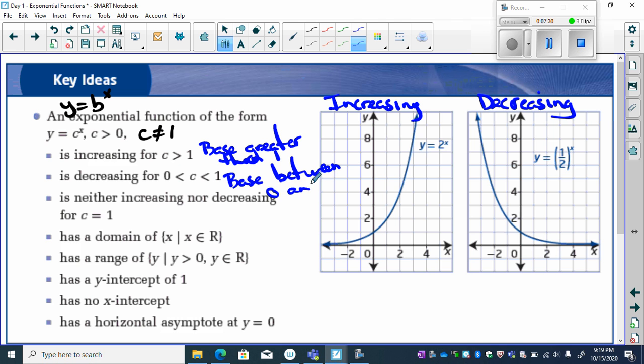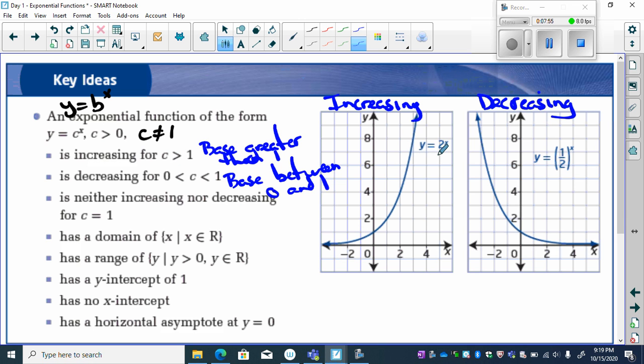If your base is 1, 1 to the power of anything is just 1. That would just give you a horizontal line. That's why I said you won't see any with a base of 1. 1 to the first is 1, 1 to the second is 1, 1 to the third would be 1, 1 to the fourth would be 1. It would just make a horizontal line.